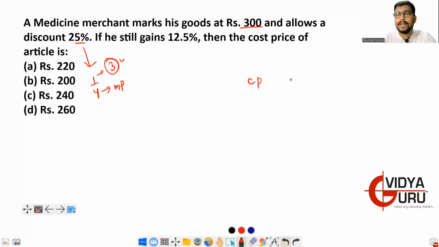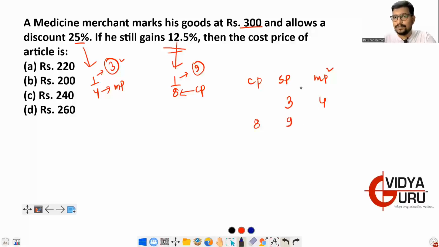So I'm writing here CP, SP and MP. Why is SP here? Because these two are related. So remember, write in this format CP, SP and MP, and you can change it according to the question as well. So 25% discount means this: if MP is 4, the SP will be 3. If he still gains 12.5%, remember 12 and a half means 1 by 8, right? If we have 8 rupees as CP, then 1 rupee is your profit, so SP will be how much? 9, right? So if CP is 8, SP will be 9.